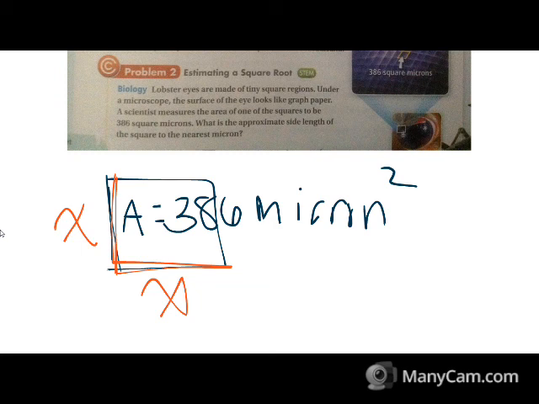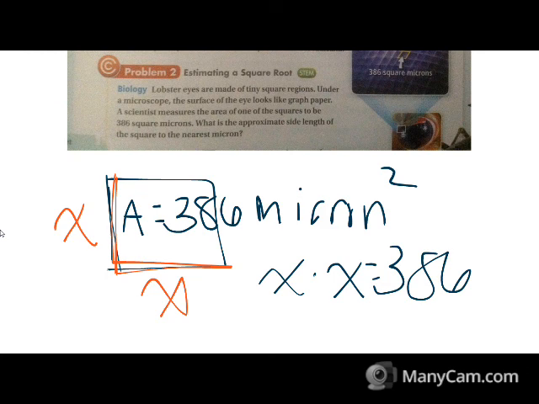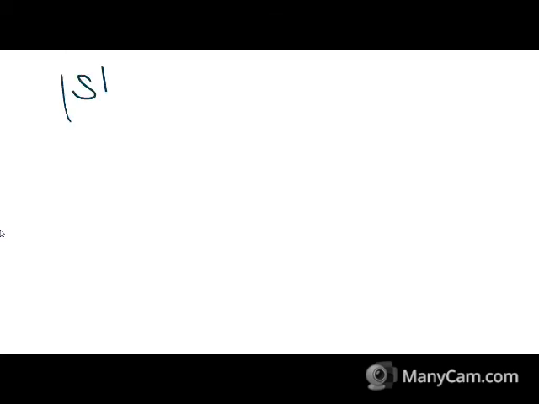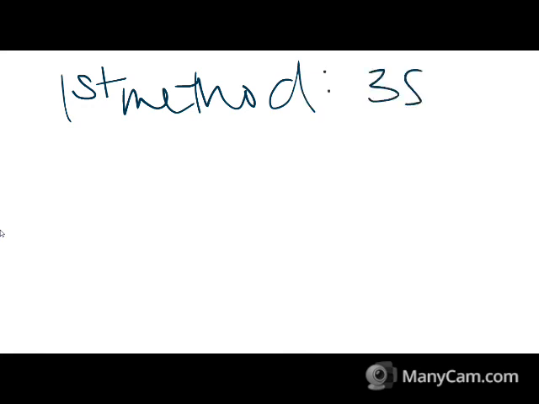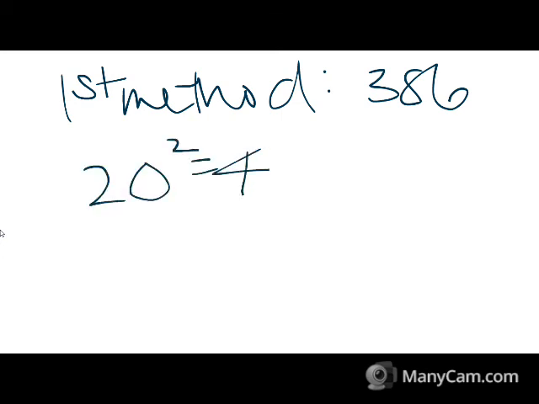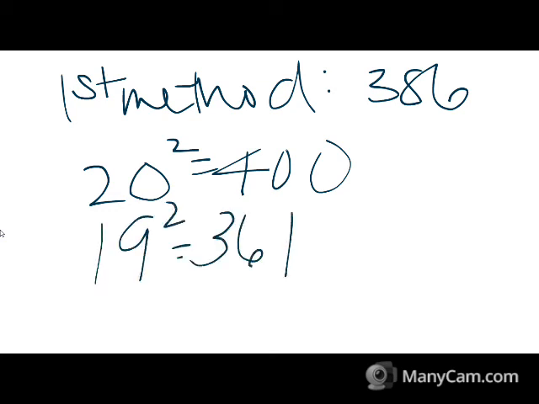So that means that X times X will give me roughly 386. So, first method, let's estimate by finding 2 of the closest perfect squares to 386. Now we know that 20 squared equals 400. So, let's look at the square below it, 19 squared, which is 361.